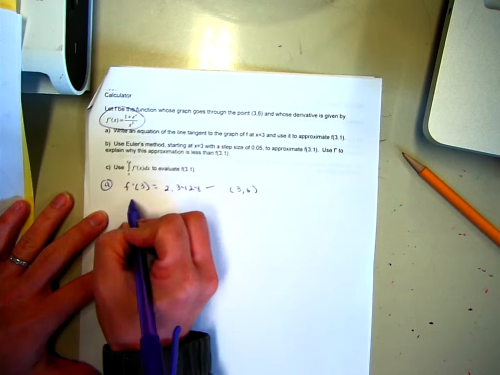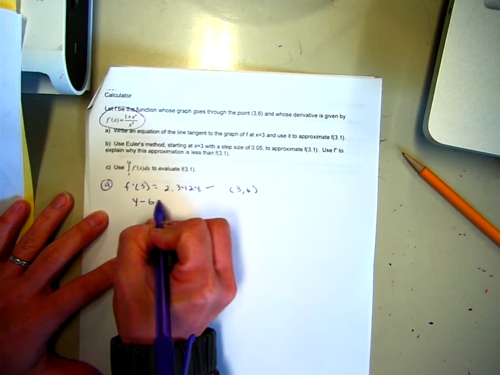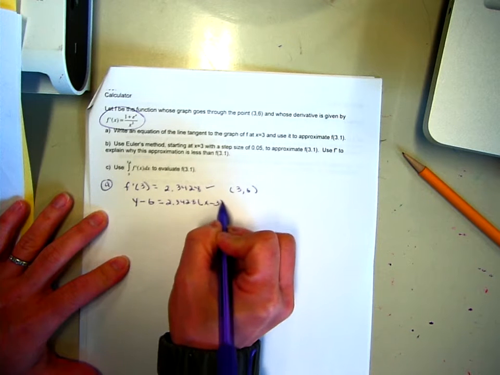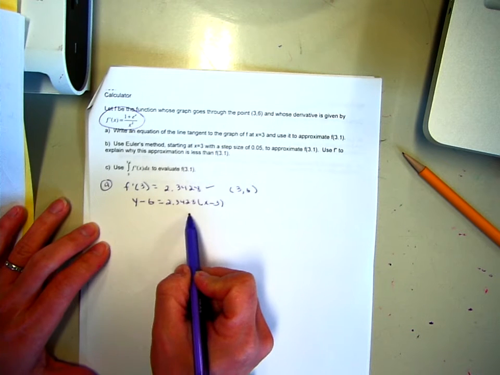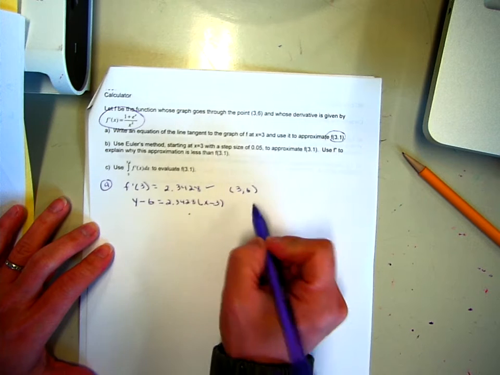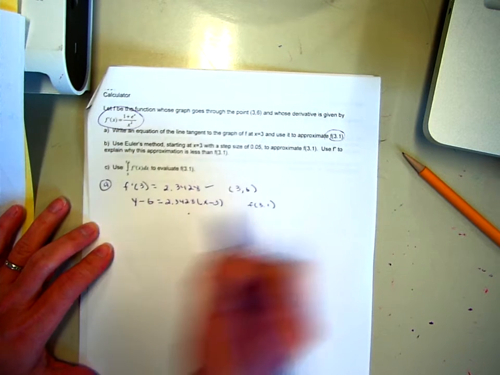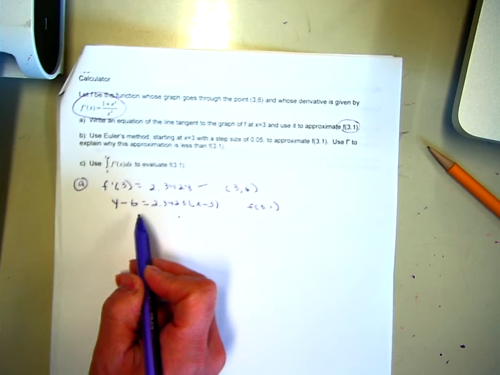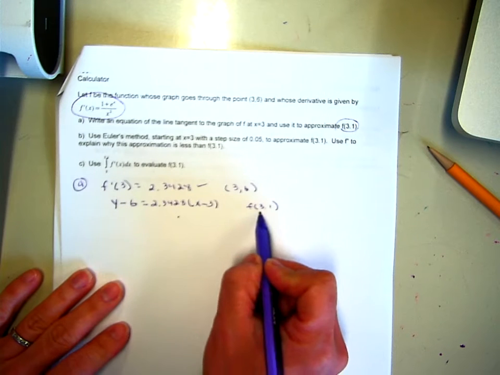Write the equation of the tangent line. y minus 6 equals 2.3428 times (x minus 3). And then they want you to use this to approximate f of 3.1. So this is an approximation to the actual function. So I'm going to go ahead and plug in 3.1 for x.